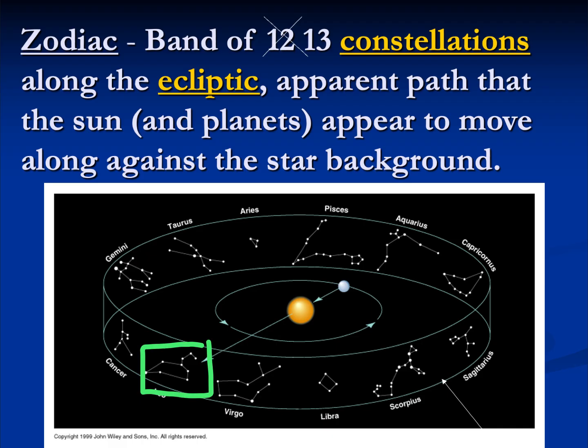One problem with horoscopes is that there really aren't 12 zodiac constellations. There are actually 13. One constellation, called Ophiuchus, is ignored and doesn't appear in this diagram, though it should, right where this arrow is pointing.